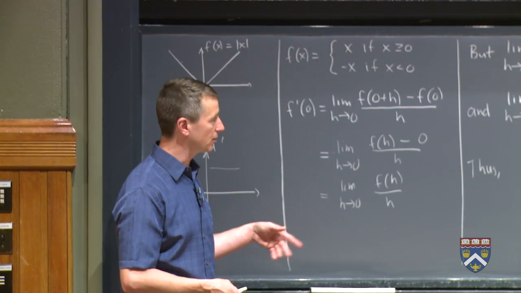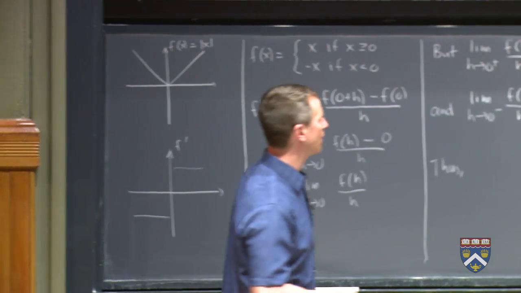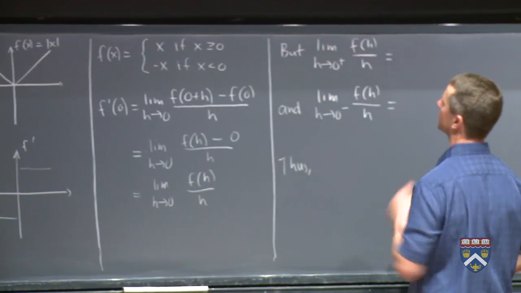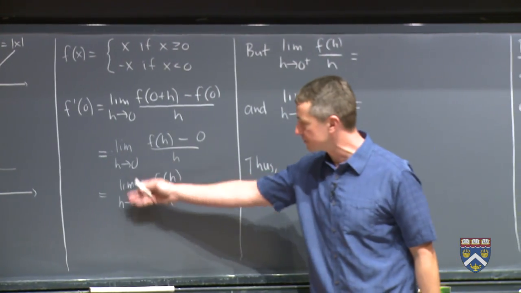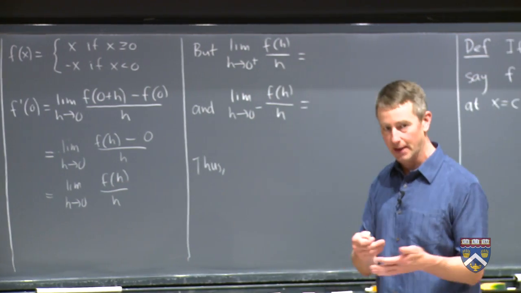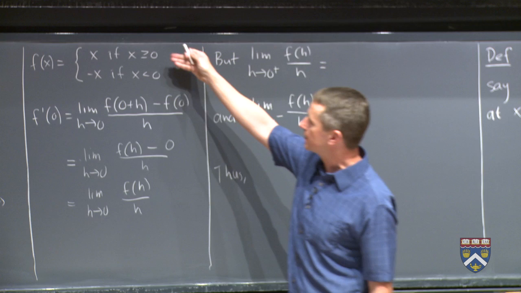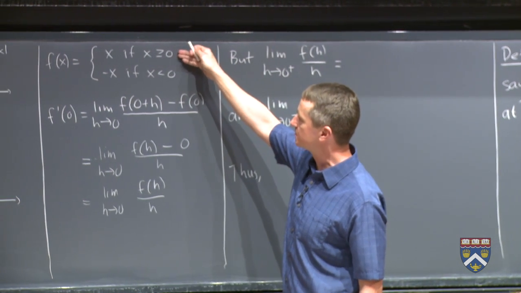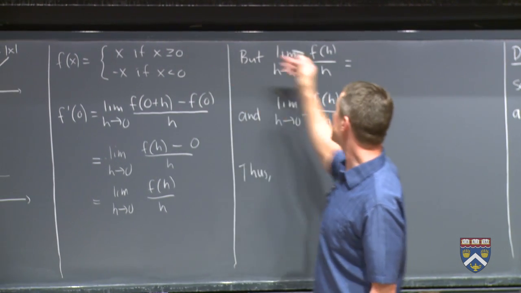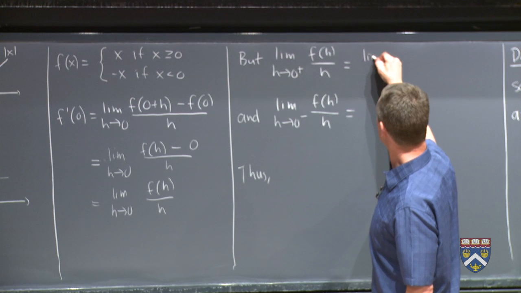The limit is different from the left and the right. So let's figure it out here. When h is approaching 0 from the right, we're trying to compute this limit and see if it's the same from the right and from the left. If h is greater than 0, that means we're in this part of the graph of f, of this piecewise function here. So f of h is just h.